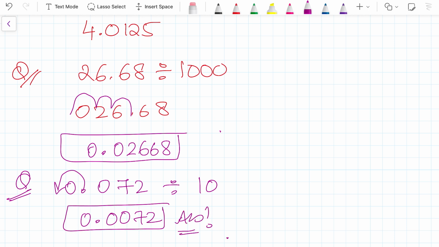So in this video, I have covered how to multiply, how to add and subtract decimals, how to multiply decimals with a whole number, with a decimal number, how to divide a decimal with a whole number, with a decimal number, and how to multiply and divide by tens, hundreds, and thousands.